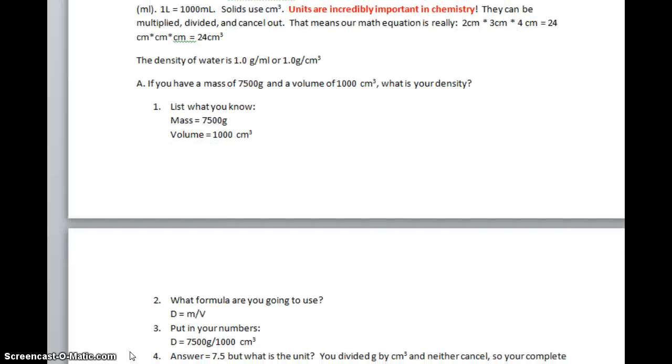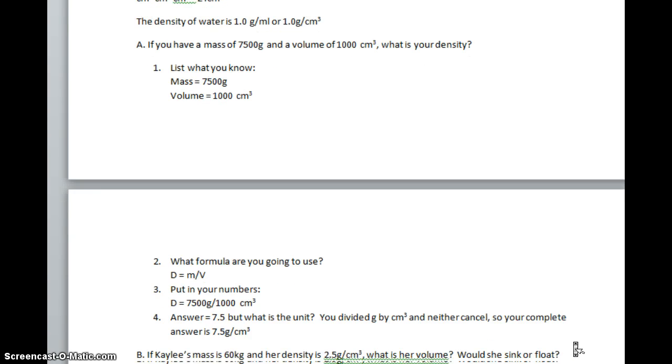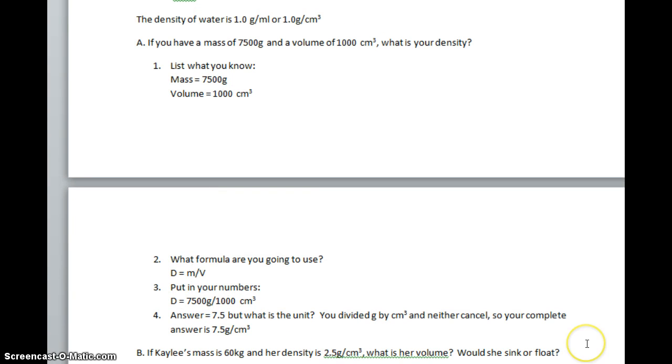I plug in my numbers, and the answer is 7.5 because I took 7,500 grams divided by 1,000 cubic centimeters. But what is the unit? You divided grams by centimeters, and neither cancel. So your complete answer is 7.5 grams per cubic centimeter. All right, so let's do another one.